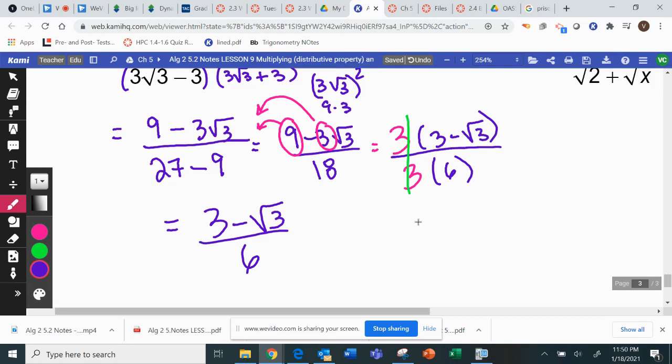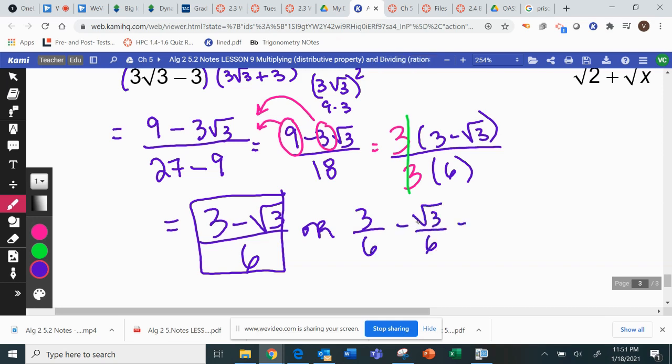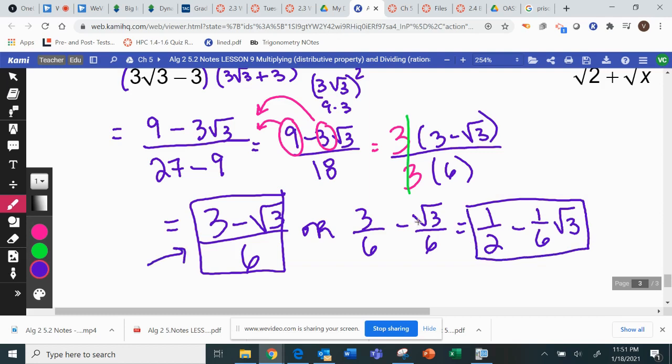These will not subtract. One is the square root, one is not. The 6 will not divide the square root 3. So this right here is a completely great way to write your answer. You could separate the terms, but I like this answer. It's just a lot cleaner and simpler.